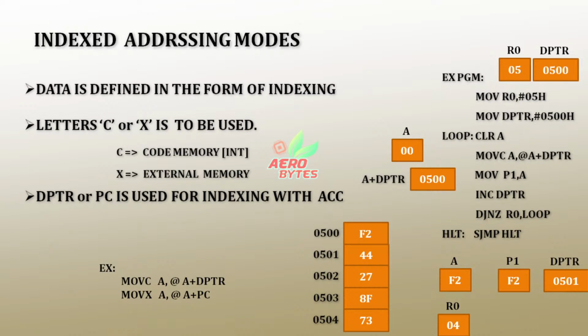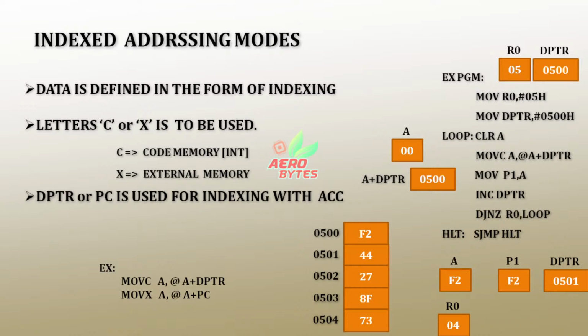Clear A again, MOVC A, @A+DPTR. Here the DPTR content is 501, so data pointer plus 0 is 501. Go to that location 501. The value in that location is 44. That 44 is transferred to the accumulator. After the accumulator, the data is moved to port 1. Likewise, we can access these 5 locations. Clear?